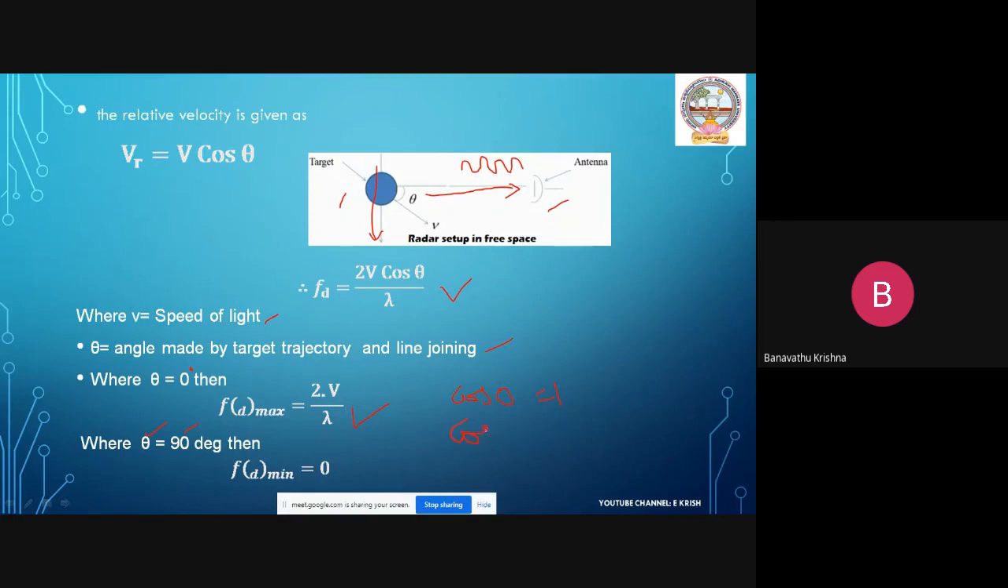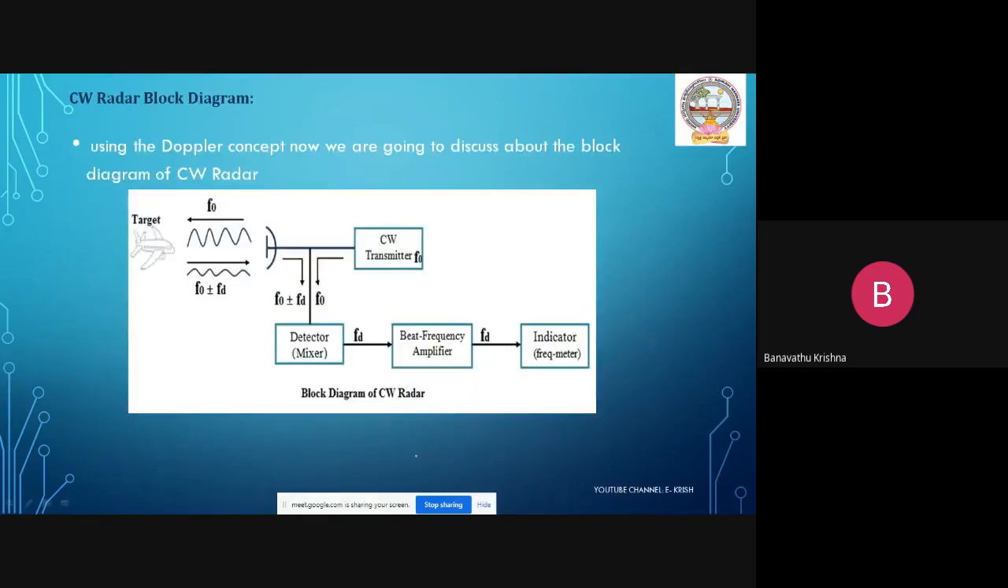So here we substitute the theta value, cos 90 equal to 0, in this equation. The Doppler frequency Fd equals 2V into 0 by lambda, which totals 0. So Fd minimum is 0. That is the basic concept of the Doppler system, how the Doppler frequencies occur, and that frequency will be applied to the continuous wave radar.